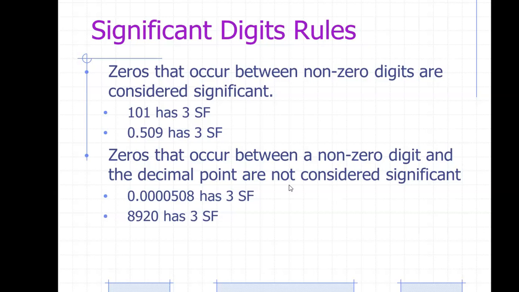If there's a 0 between other significant digits, it counts. So 101 has 3. 0.509 has 3. But zeros that occur between a significant digit and the decimal are not significant. So 0.140508 only has 3, only the 508 part. 8920 only has 3. If there were 4 and the 0 was significant, then I would need to put a decimal.